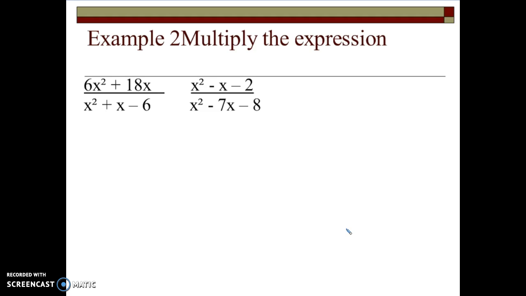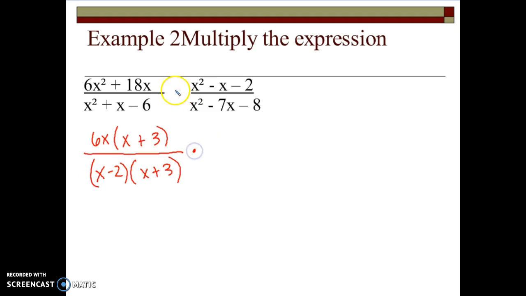So for example 2, we have 6x squared plus 18x. Again, I can look for my GCF, which is going to be 6x. And that leaves me with x plus 3. And on the bottom, we have x squared plus x minus 6. And so I have to multiply to negative 6, but add to 1. So that's going to be x minus 2 and x plus 3.